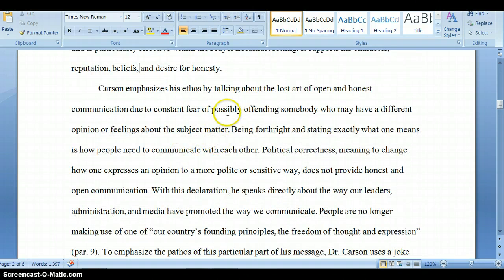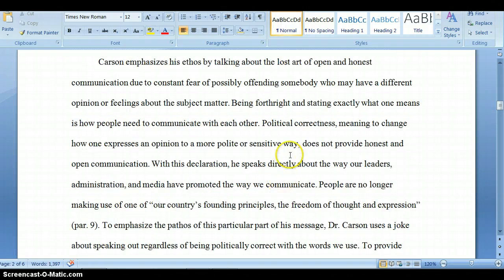Carson emphasizes his ethos by talking about the lost art of open and honest communication, due to the constant fear of possibly offending somebody who may have a different opinion or feelings about the subject matter. So it's being aware of his audience. Being forthright and stating exactly what one means, and I appreciate that she said one instead of you, because we don't want to use that, as you guys are learning this week, is how people need to communicate with each other. Political correctness, meaning to change how one expresses an opinion to a more polite or sensitive way, does not provide honest and open communication.